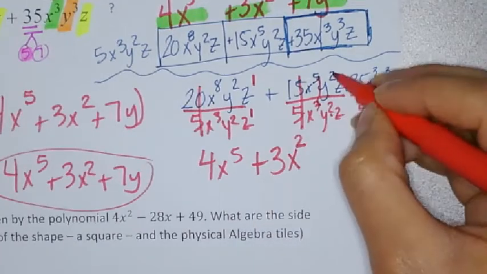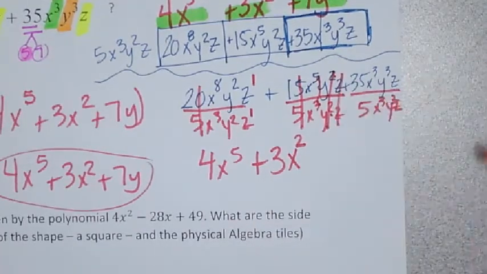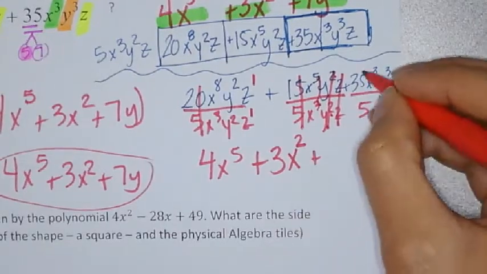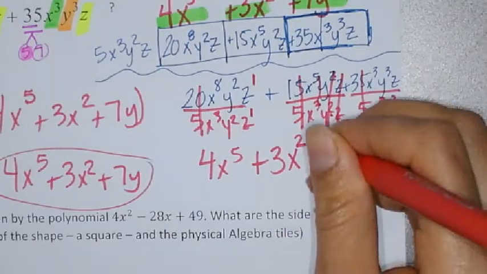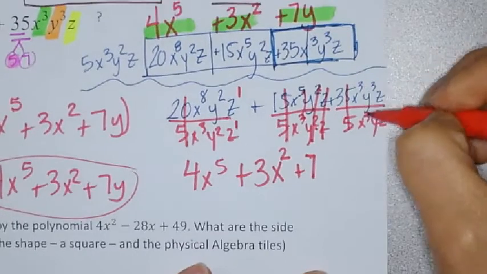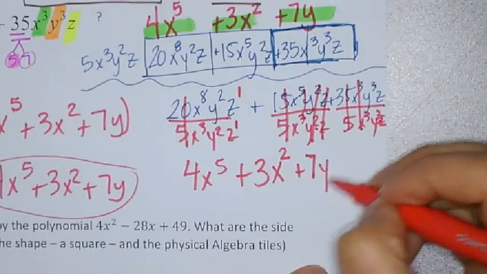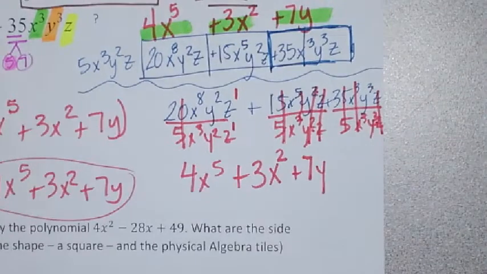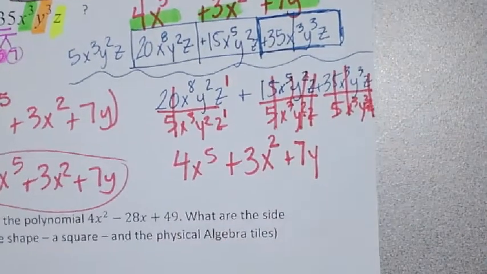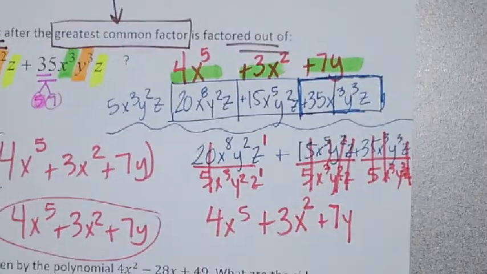Y squared, that cancels out. Z, that cancels out. 35 divided by 5 is 7. X to the 3rd, x to the 3rd, that cancels out. 3 minus 2 is 1y, and the z's cancel out. So you can also do it this way instead of that way. Okay?